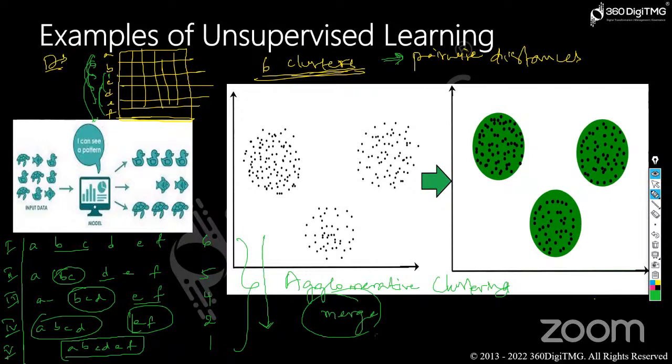Now, once agglomerative clustering is done, where from n clusters we received one cluster, then this entire process that we're talking about here has to be represented in a pictorial format, which is called a dendrogram.